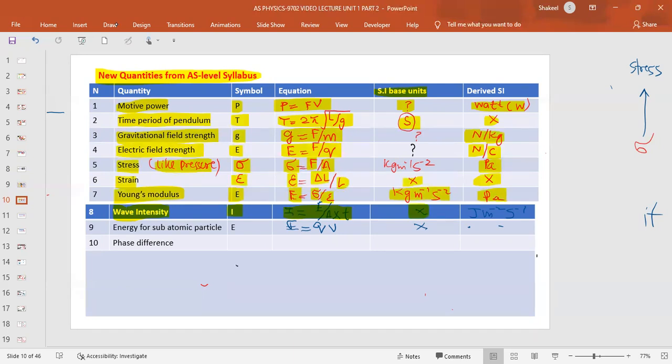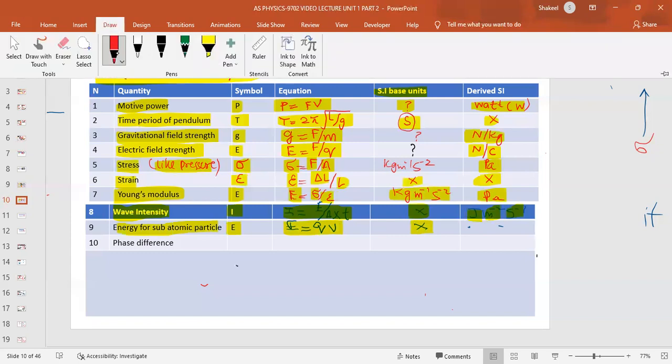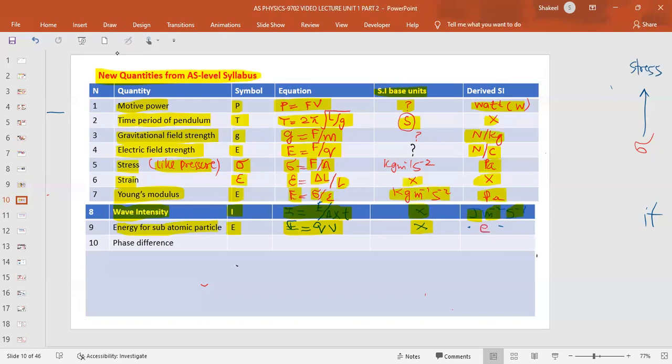But the derived unit: energy is joule, divided by area which is meter square, and time which is second. So it is joule per meter square per second. Energy of subatomic particles like electron, proton, neutron, alpha particle is E, and that energy is actually QV, and it has a derived unit of electron volt.